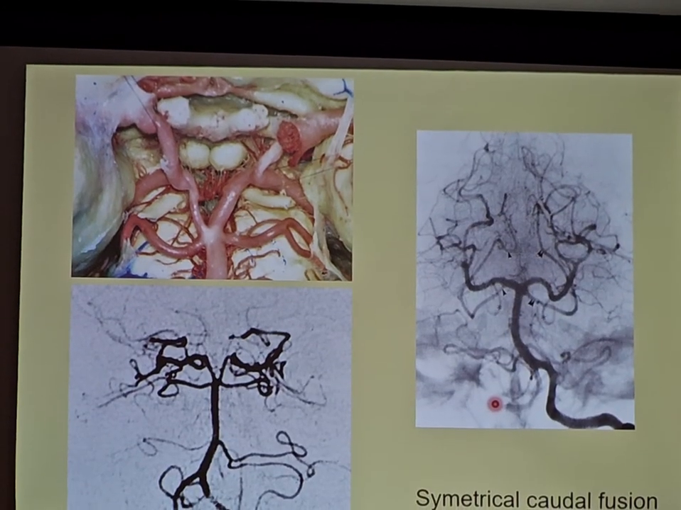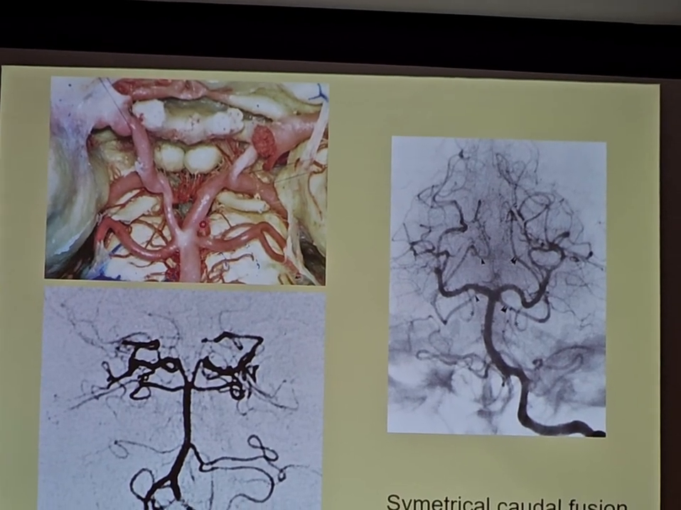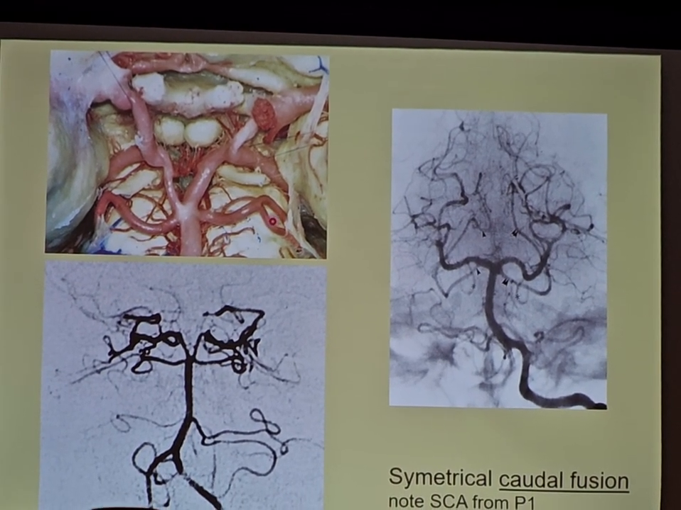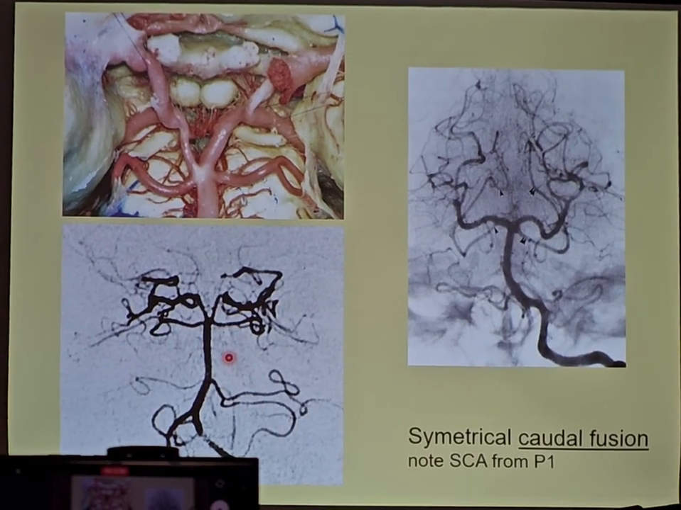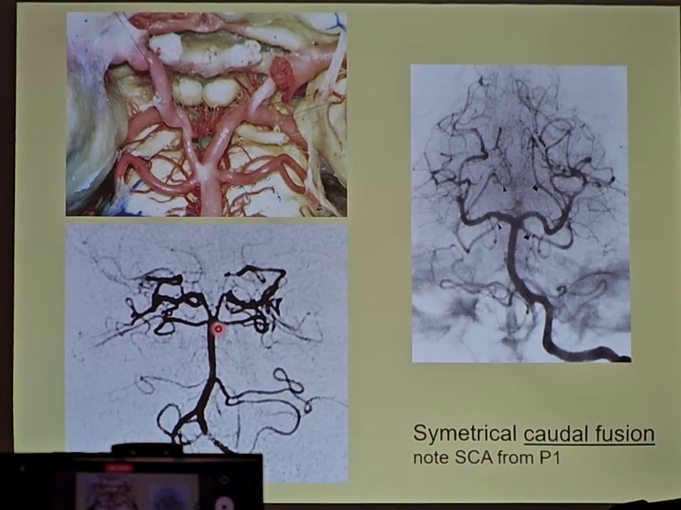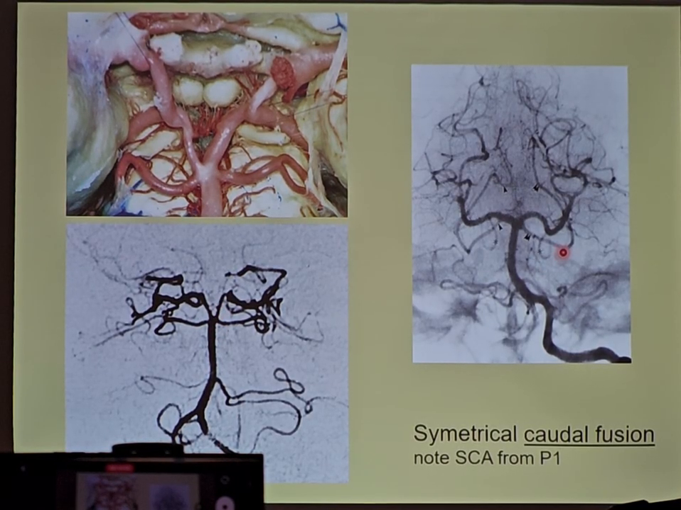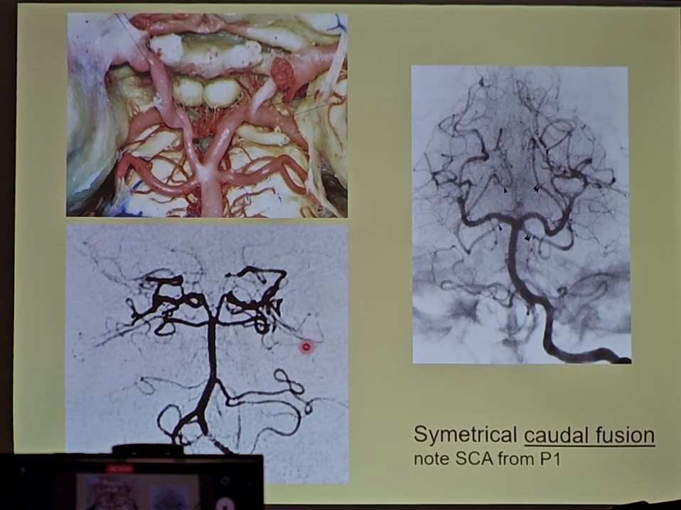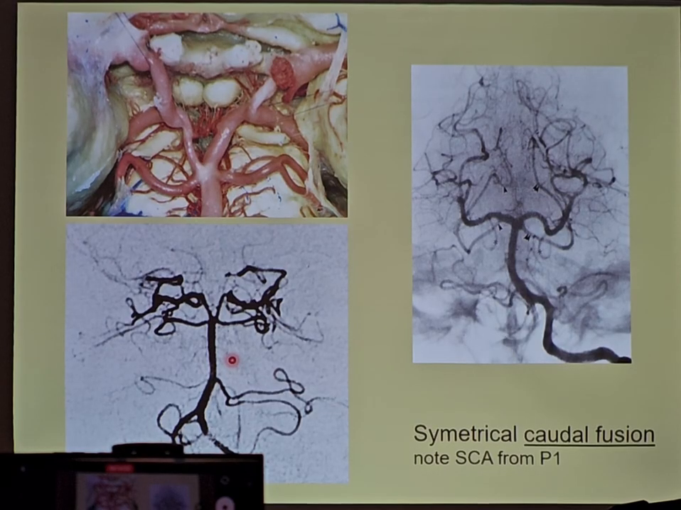And this is different, right? Here we see this V-shaped phenomenon. We see the superior cerebellar arteries arising almost at the same point from the basilar artery as the posterior cerebral arteries do, or the superior cerebellar arteries can completely arise from the proximal aspect, the pilon segment, of the posterior cerebral arteries. So this is an incomplete but symmetrical caudal fusion.